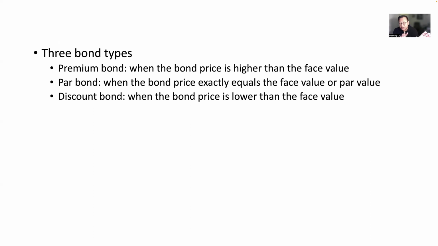Here are the conceptual terms: if the bond price is higher than the face value, it's a premium bond. If it's equal, it's a par bond. If the bond price is lower than the face value, it's a discount bond.